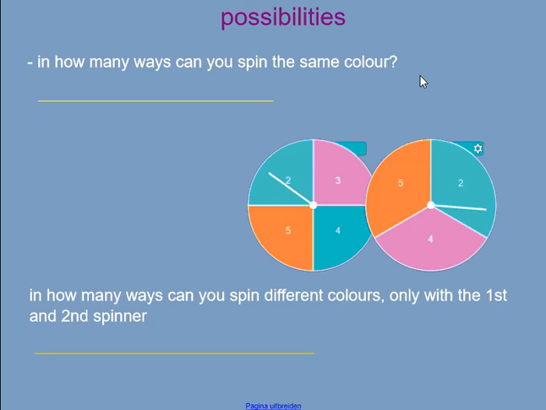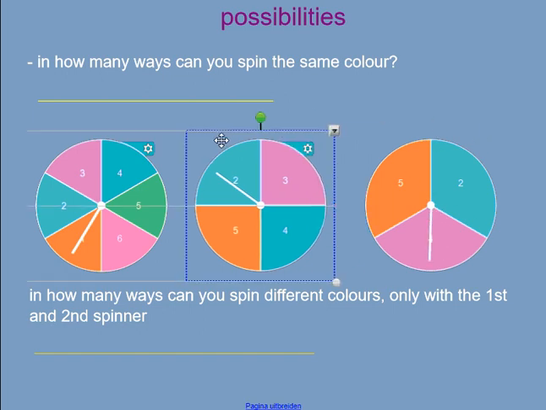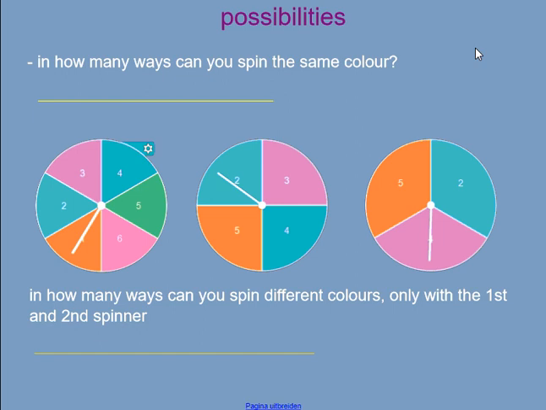And now we're going to talk about spinners. This is a really difficult question, and the question is, in how many ways can you spin the same color? What you need to do is look at the colors and at how many possibilities you have. You see here, you have 2 times pink, so you have 2 possibilities to spin pink. Here is 1 possibility to spin pink, and here is also 1. So in total that's 2 possibilities to spin pink.